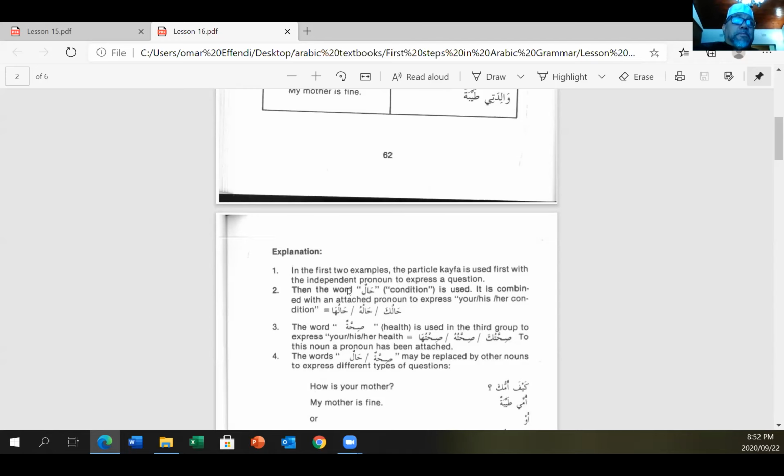Number two, the word halun, the condition, is used. How is your condition? So how are you? Basically, as you can see, Arabic is a beautiful language with regards to being very specific. See that? Because if I say, how are you? You don't really know, or I don't really know, what you want from me.